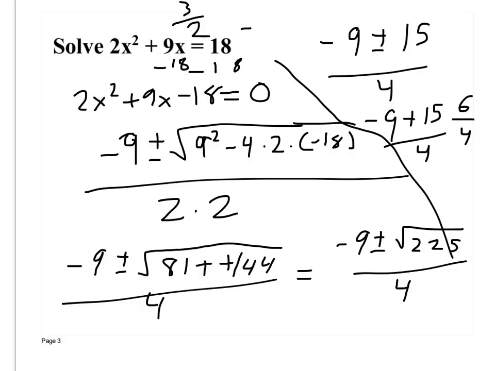Then you do negative 9 minus 15 over 4. What's negative 9 minus 15? Negative 24. What's negative 24 divided by 4? Negative 6. So there's your two answers, negative 6 and 3/2.